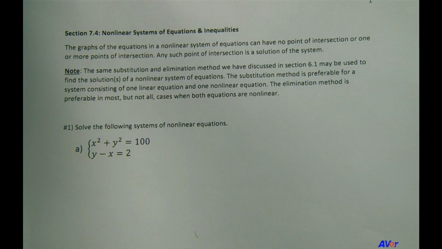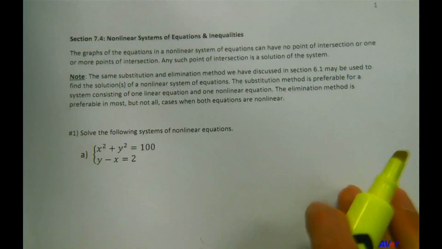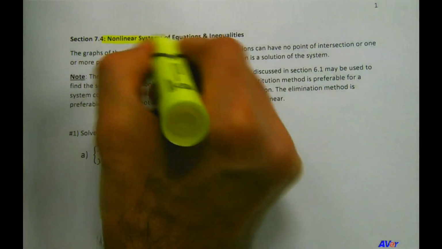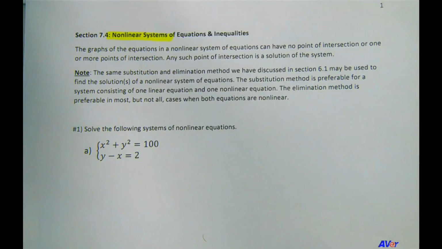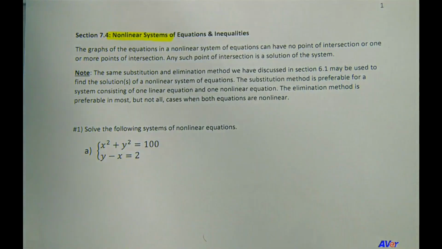All right, so as we said, these are nonlinear systems, and you can see an example of it right there on the screen, where you have two equations, but in one of those equations you have x squared plus y squared. The first equation at the top tells you that this is a nonlinear system.